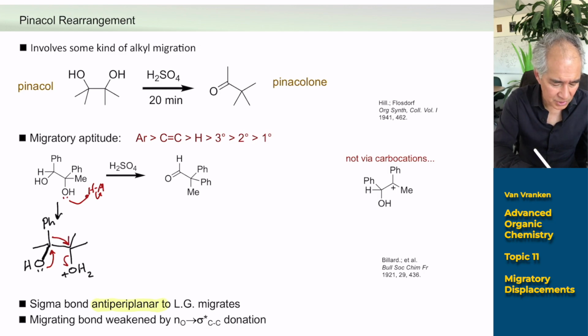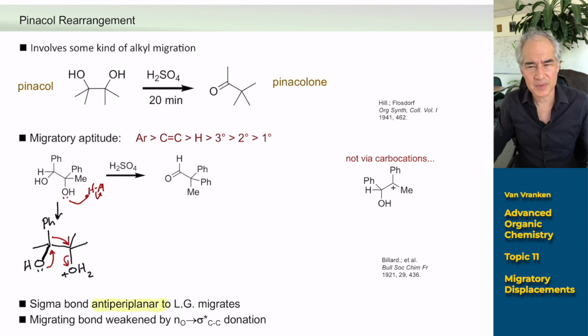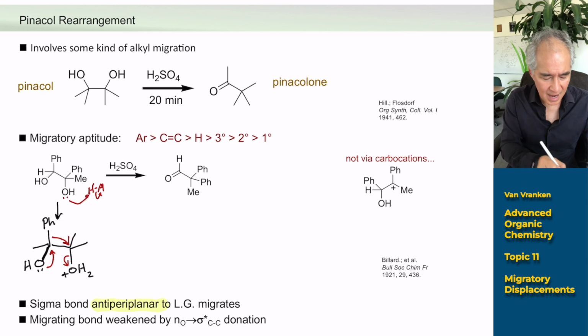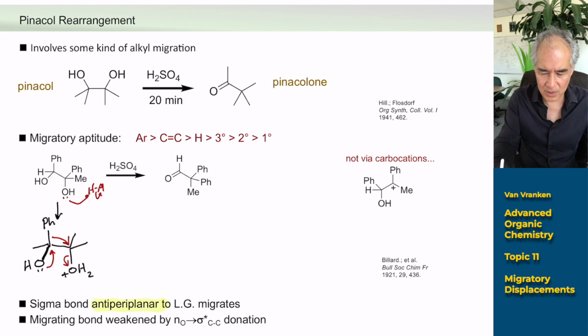Kind of like a 1-2 shift, but you're not shifting to a carbocation. And this is called a Pinacol rearrangement. It's driven by this oxygen lone pair here, which is weakening this bond and making that bond more nucleophilic and better able to migrate over in a 1-2 shift that pushes out that water-leaving group.